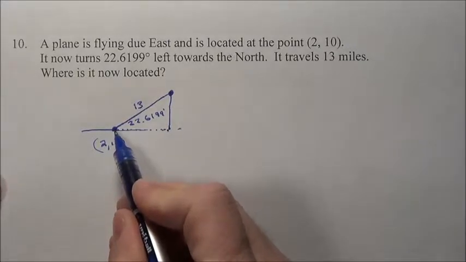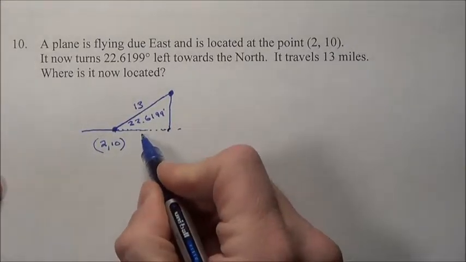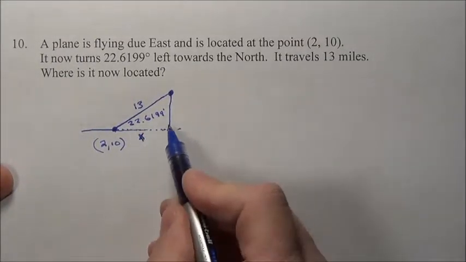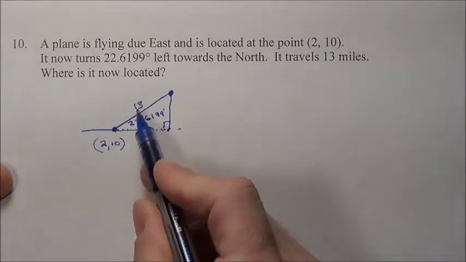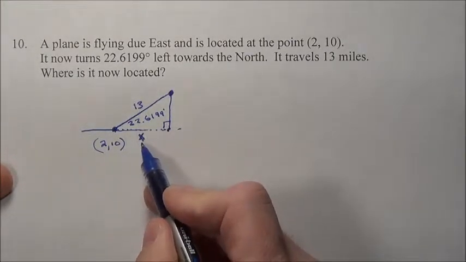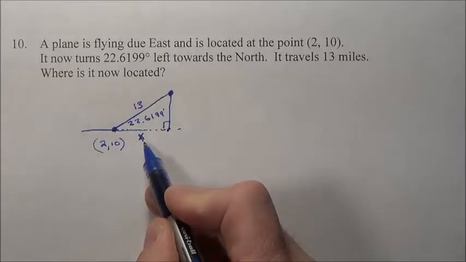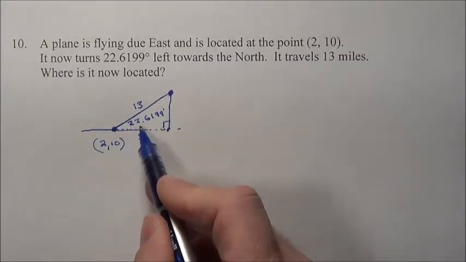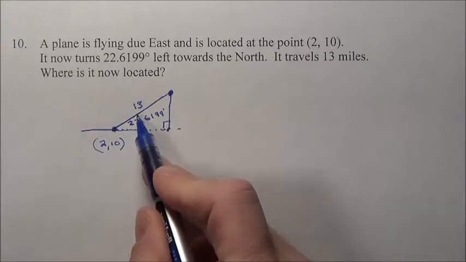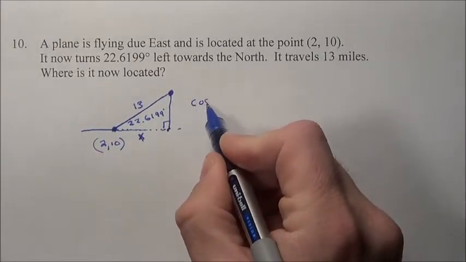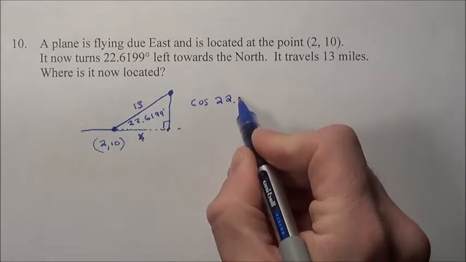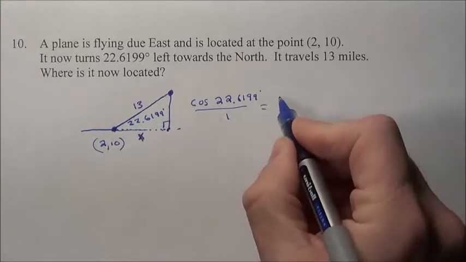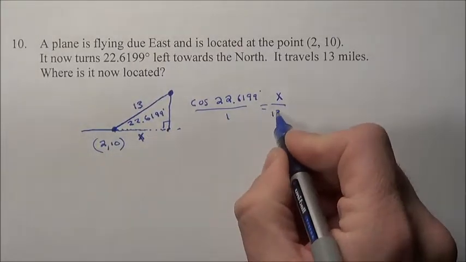So the first thing I need to figure out is how far over have I come? So I'm trying to find this unknown x value right here. Well, if I have the angle, and this is a right triangle, please note, I have the angle, I have a side, the hypotenuse in this case, and I'm looking for the side. Well, how can we do that? If I'm dealing with an angle, and I have the adjacent side and hypotenuse, that's a cosine. So what I know in this problem is the cosine of 22.6199 degrees over 1 is equal to its adjacent, x, over the hypotenuse, 13.